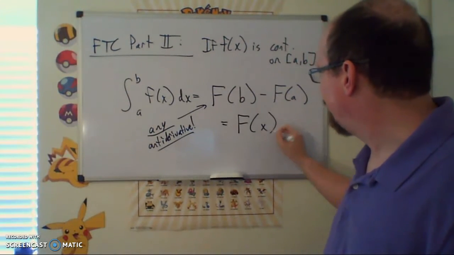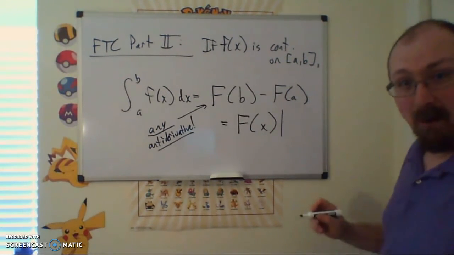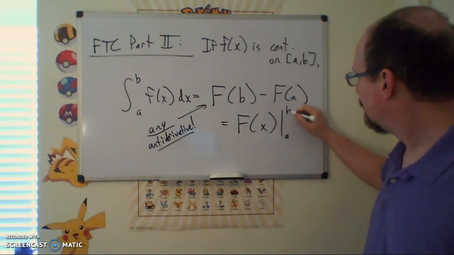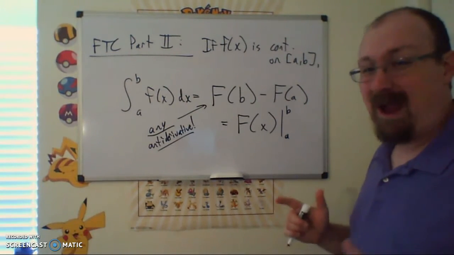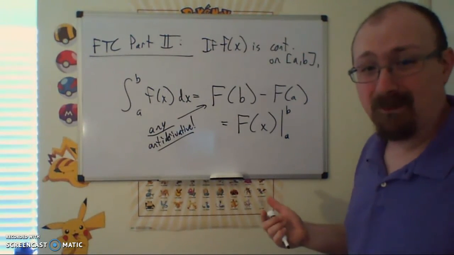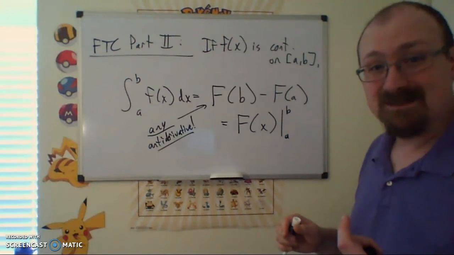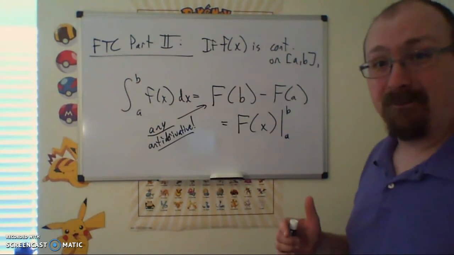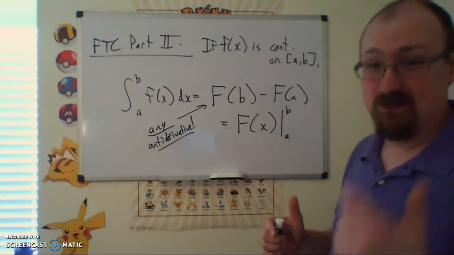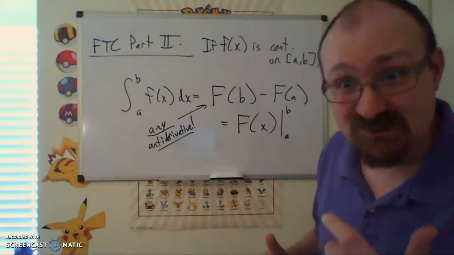So again, capital F of x with this kind of vertical bar at the end. Some textbooks use like a squared off bracket. I don't like that. I prefer the vertical bar. But yeah, so that's that. So that's all the fundamental theorem of calculus says. It's short, it's to the point, and it is freaking awesome.